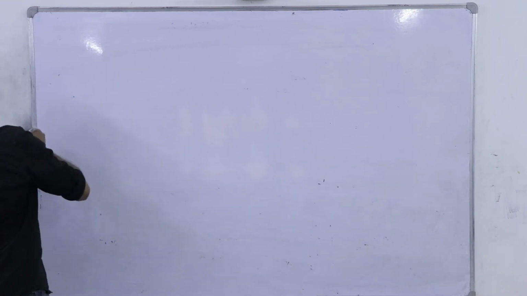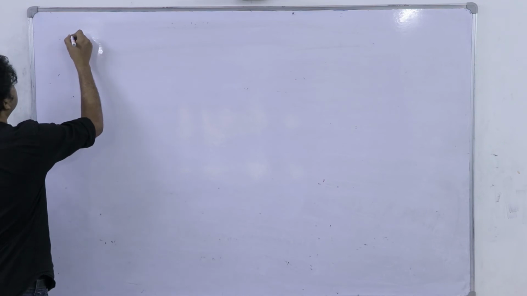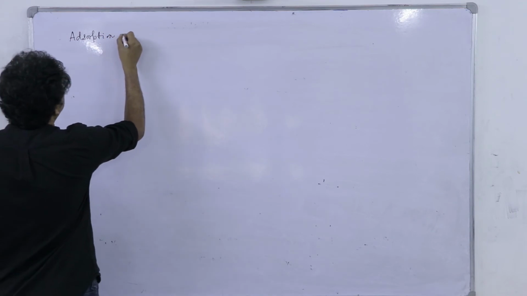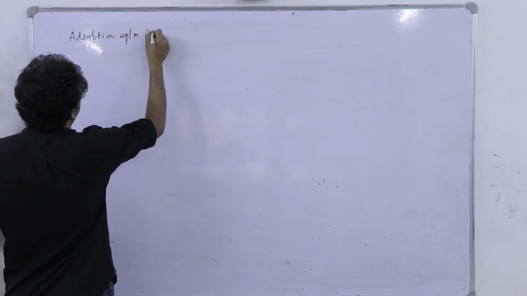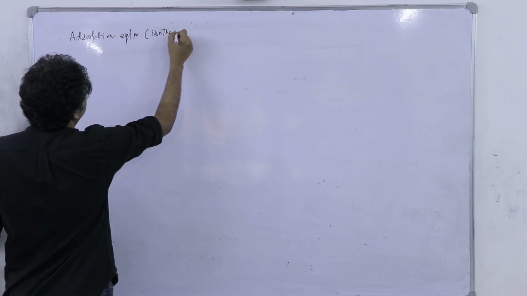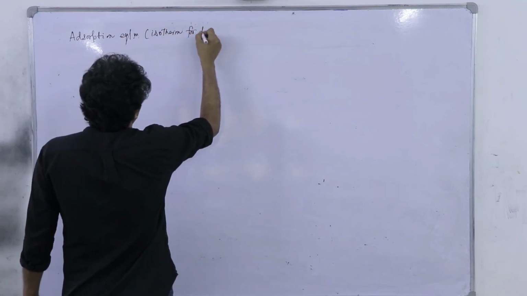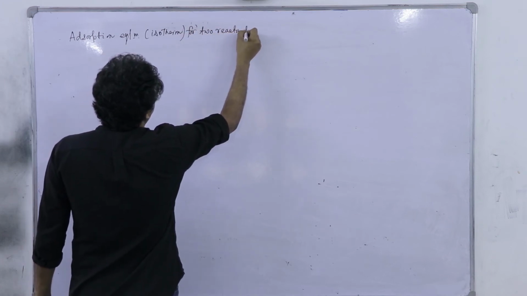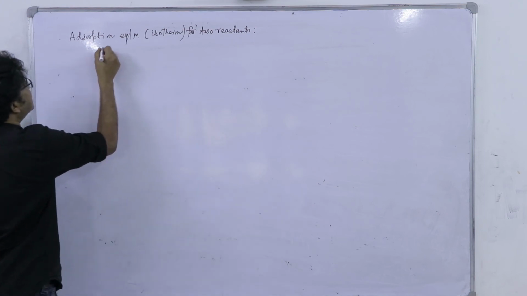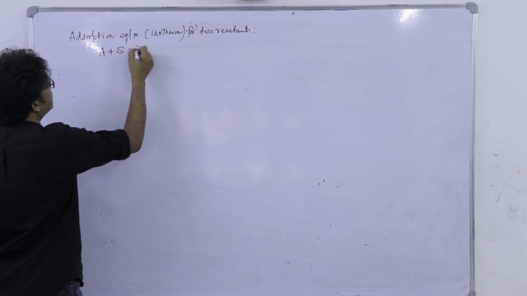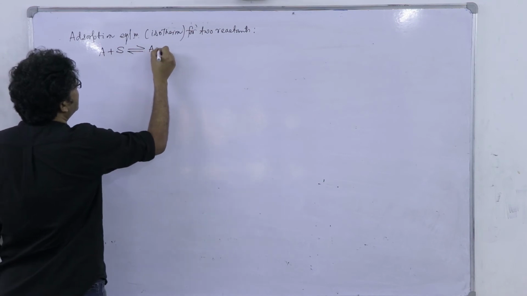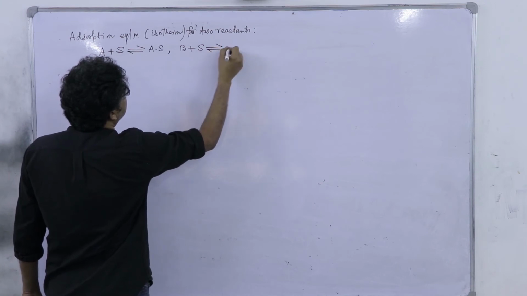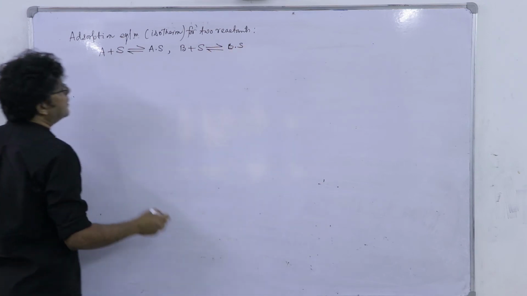So, here you see that adsorption equilibrium or isotherm for two reactants. So, here the adsorption reaction is A plus S giving A dot S, B plus S giving B dot S, right.